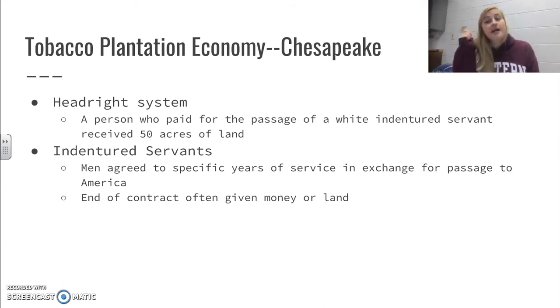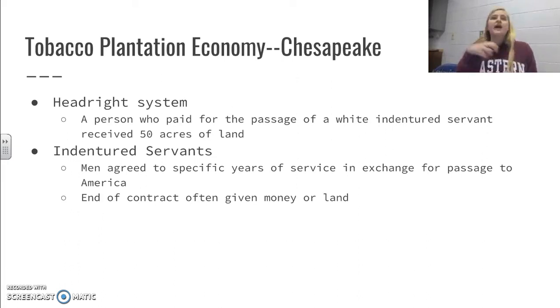So it made the rich even richer. Let's be real. And indentured servants, I already went over that. Men agreed to specific years of service, usually 7, in exchange for passage to America. And you and I are going to read a letter called Letter from an Indentured Servant by Richard Frythorn. And it is going to be very telling of life in Jamestown and how much it sucked. At the end of their contract, they were usually given acreage or money or other goods to start their own little farms.